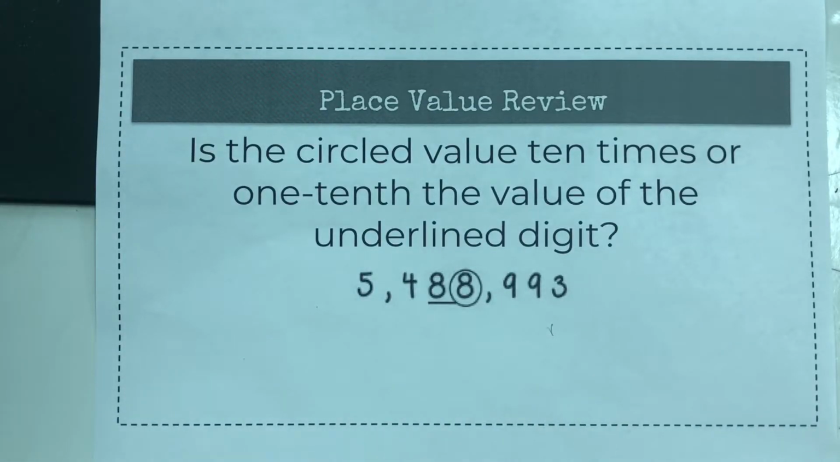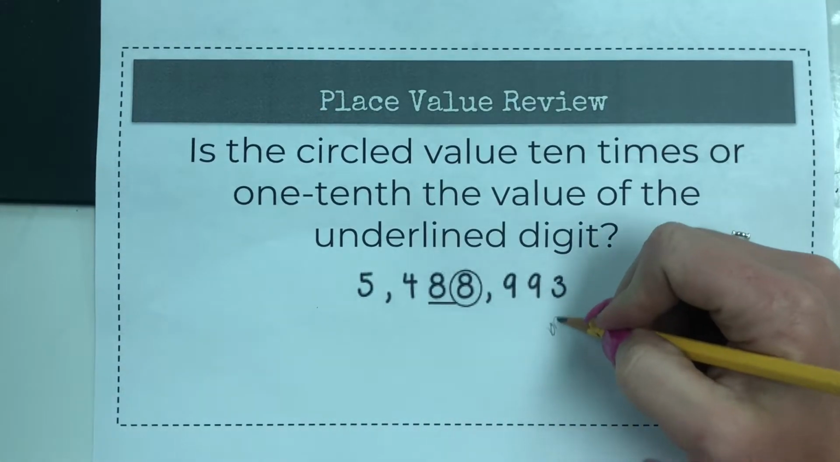Right, so we're going to continue on with our place value review. This question says, is the circled value 10 times or 1/10 the value of the underlined digit? And the number that we're going to use is 5,488,993. So the first thing that I would do is label my number with my place value chart.